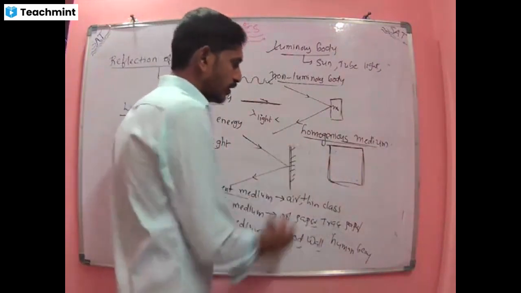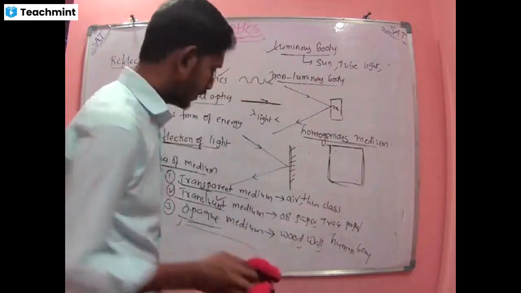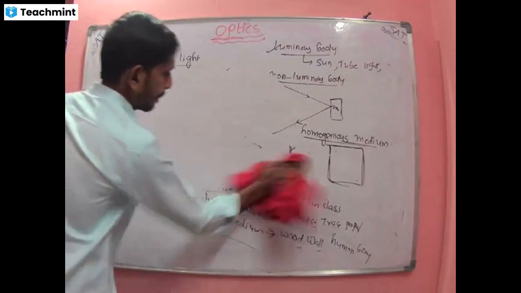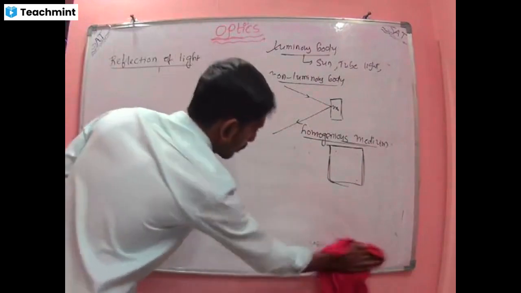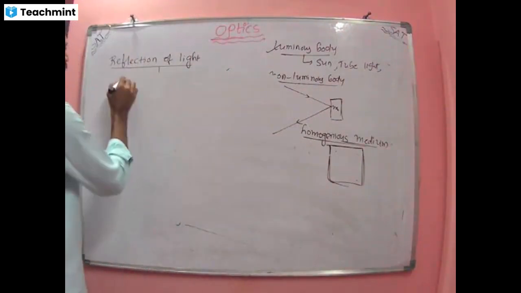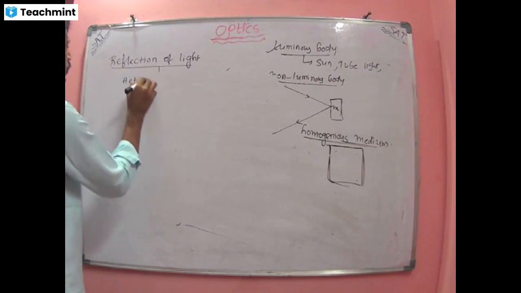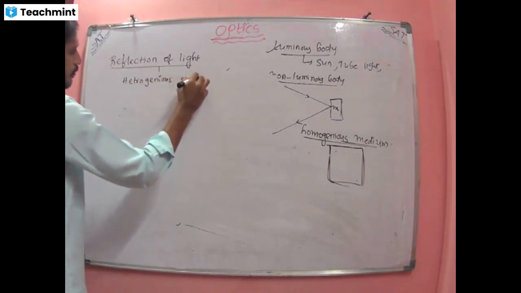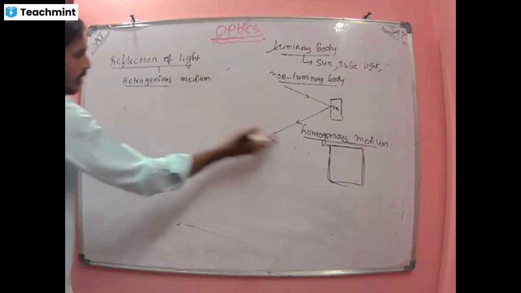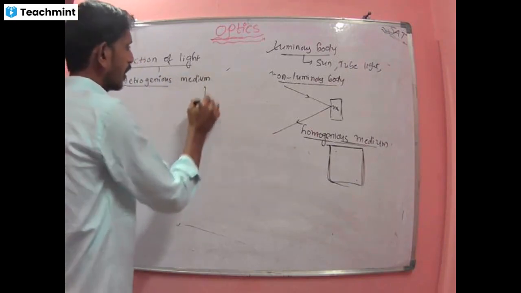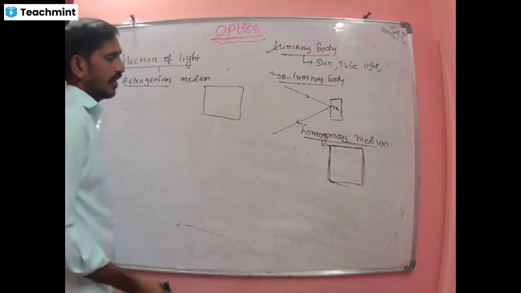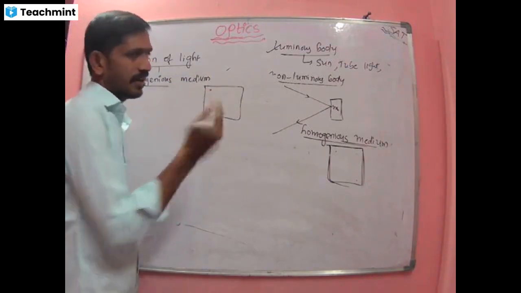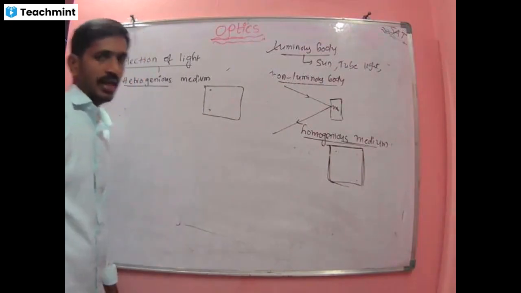Next, heterogeneous medium. What is heterogeneous? It is quite the opposite. If you take one medium and study the property at this point and at that point, both are different. That type of medium is called a heterogeneous medium.